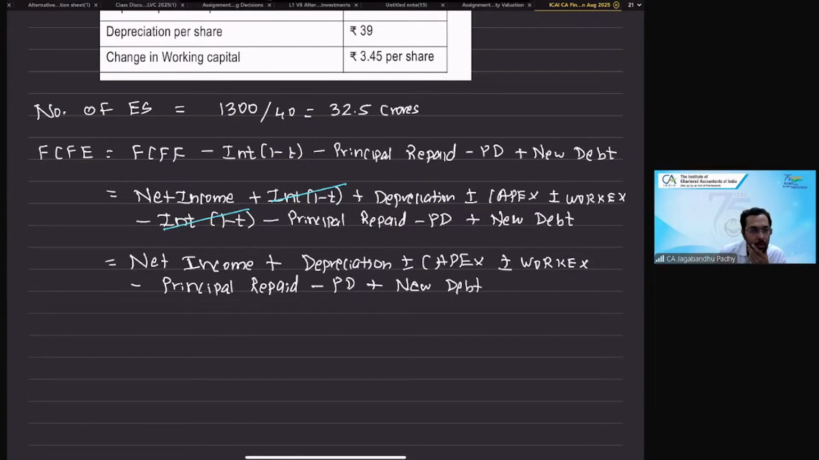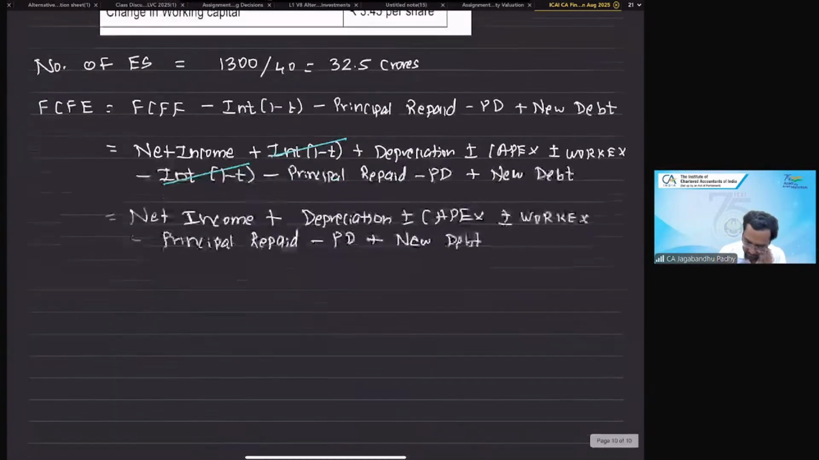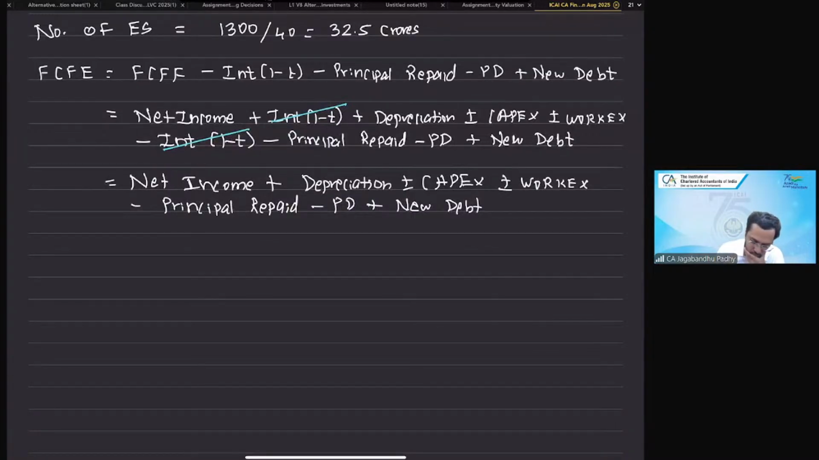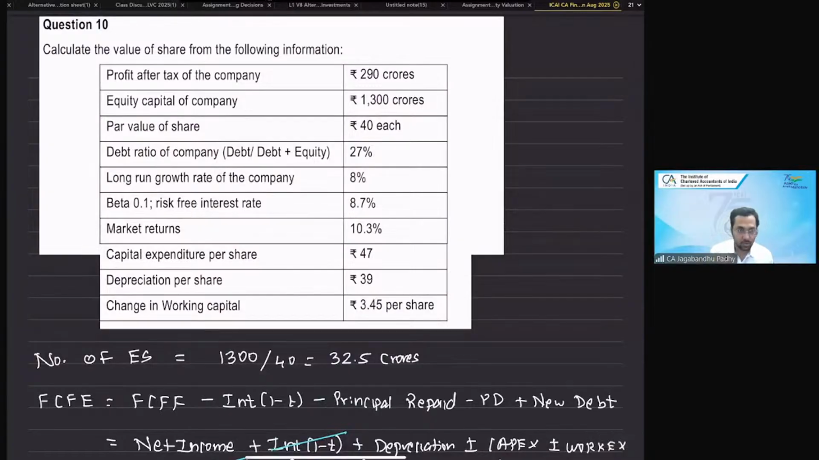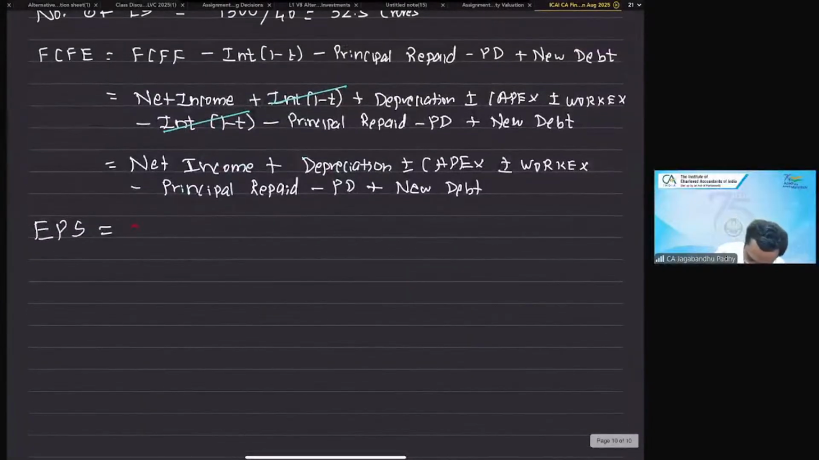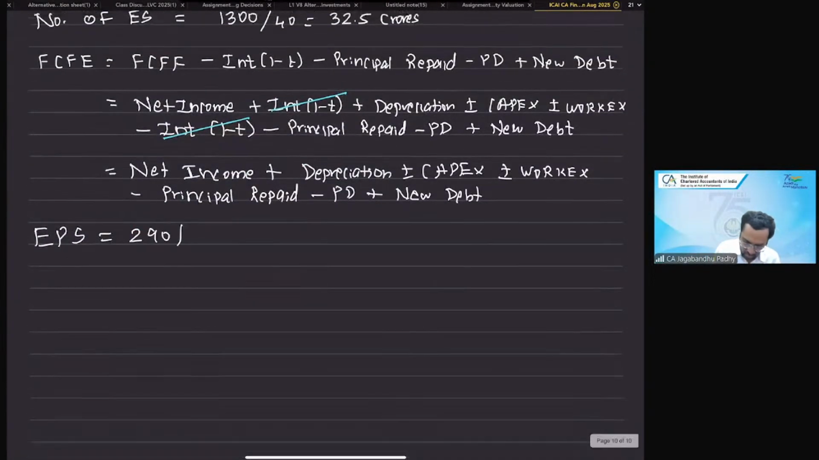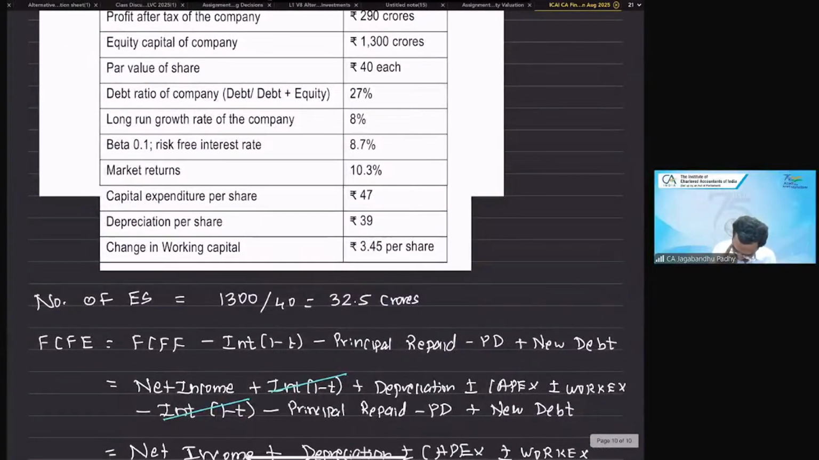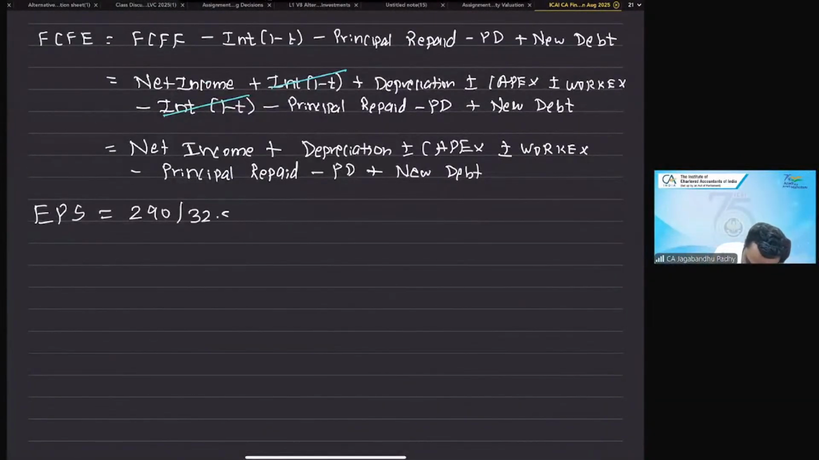So we need it on a per share basis. Since we want to know it on a per share basis, let us talk of earnings per share. Earnings per share is to be computed as the profit after tax divided by the number of shares. So 290 as the income divided by number of equity shares, 32.5, that is 8.923.